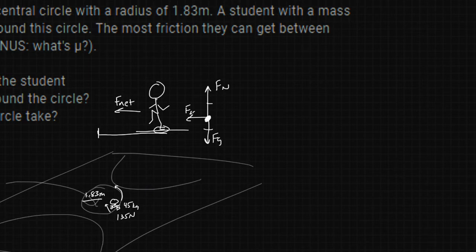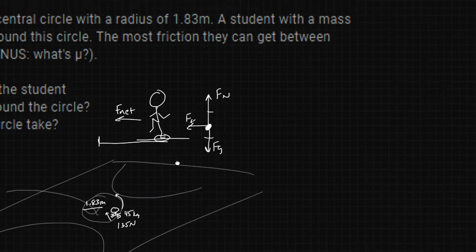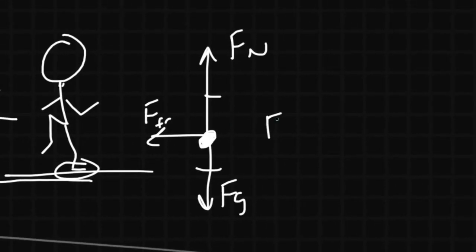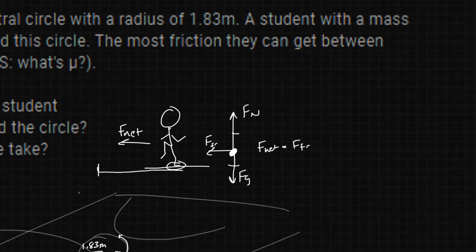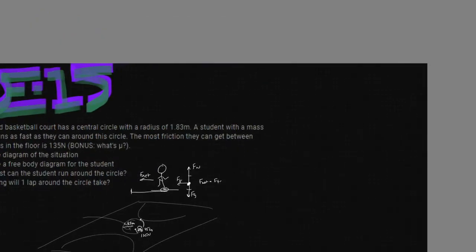Now, obviously your orientations might be different, but ultimately what I need to see is that the net force on this kid is really just the frictional force. That's the only force here that could be possibly pushing this kid towards the center of this circle.